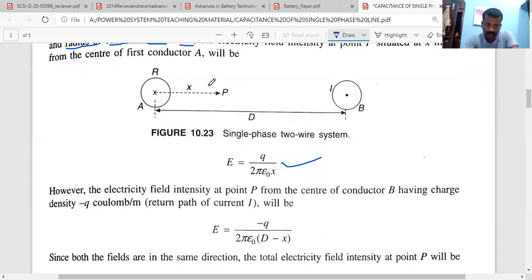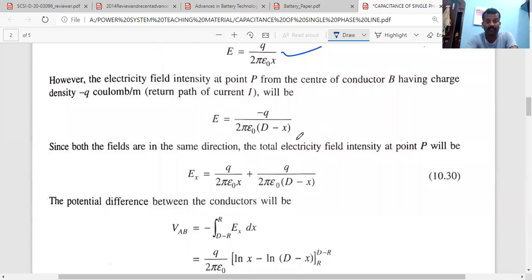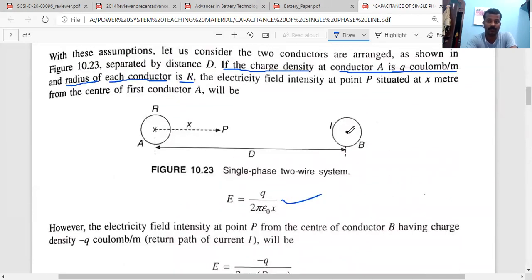When we subtract this x from d, what do we get? Simply the distance from P to B. Now the electric field intensity E equals minus q upon 2 pi epsilon 0 into (d minus x). This is the distance. Here the value of x was simply the distance between the conductor and the point to be measured.